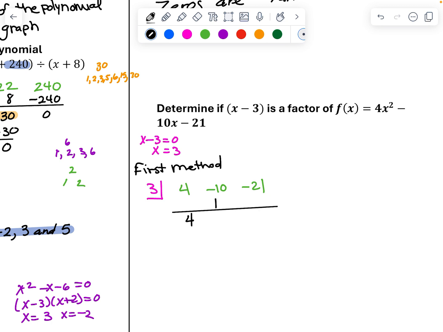3 times 4 is 12. -10 and 12 are 2. 3 times 2 is 6. We get -15. This is not 0. So x minus 3 is not a factor. Second method.